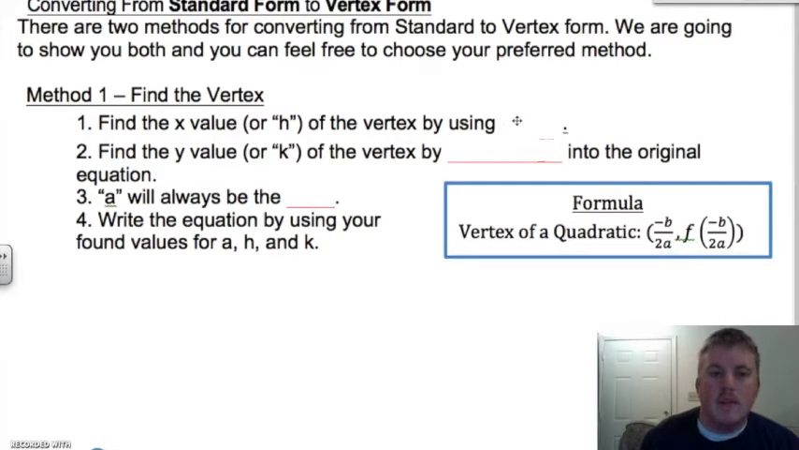So finding the vertex is going to be the first thing we need to do when we're converting from standard form to vertex form. The first thing we're going to have to do is find our x value, or the h of the vertex, by using x equals negative b over 2a. That's something that we used in the first 2 lessons when we were graphing to find our vertex. To take it one step further, we're going to find the y value, or the k, of the vertex by plugging x into the original equation, or by substituting it.